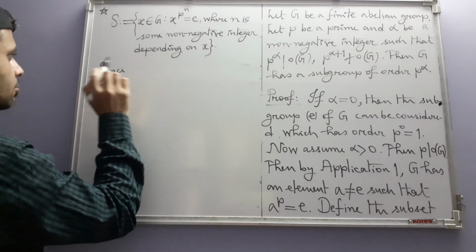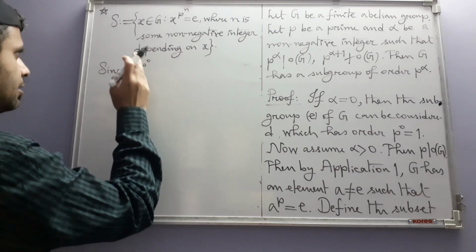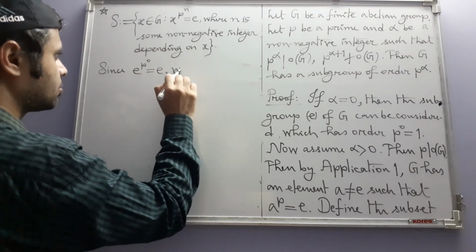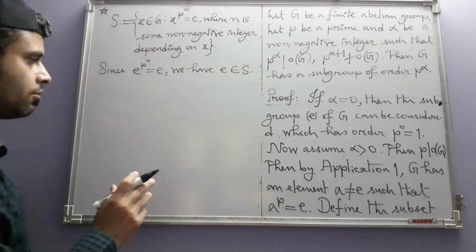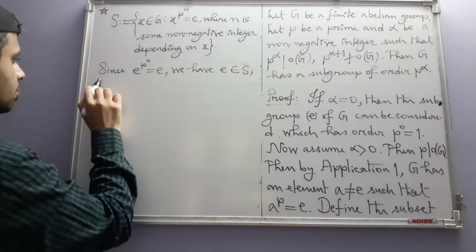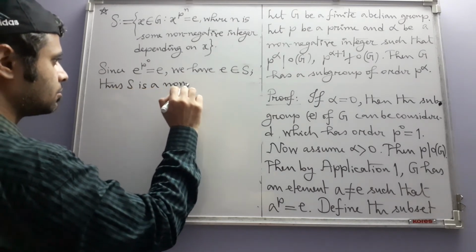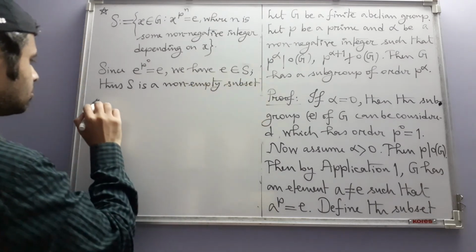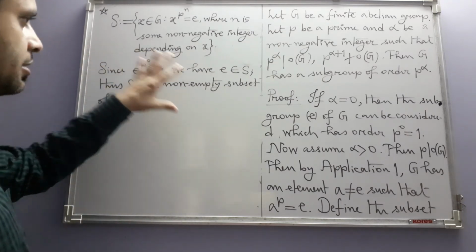Since e to the power p to the power 0, you can in fact take in any value of n in this case, is equal to e, we have e belonging to S. So S is a non-empty subset of G. Thus, okay, now we want to show that S is a subgroup of G.